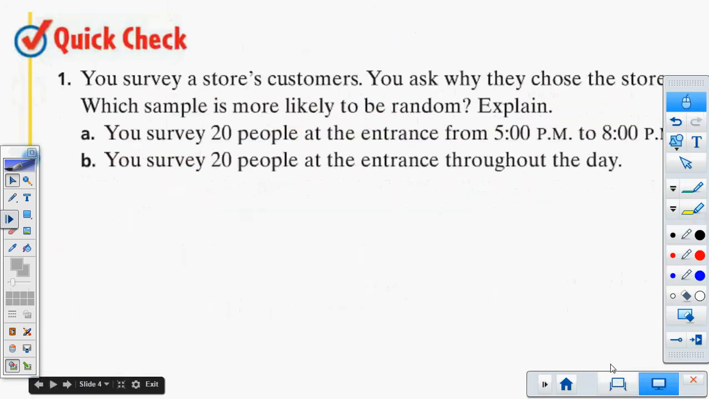You don't have to copy that down. Now, copy down these two choices. You survey a store's customers. You ask why they chose the store. Which sample is more likely to be random? And explain. A, you survey 20 people at the entrance from 5 to 8. Or B, you survey 20 people at the entrance throughout the day.